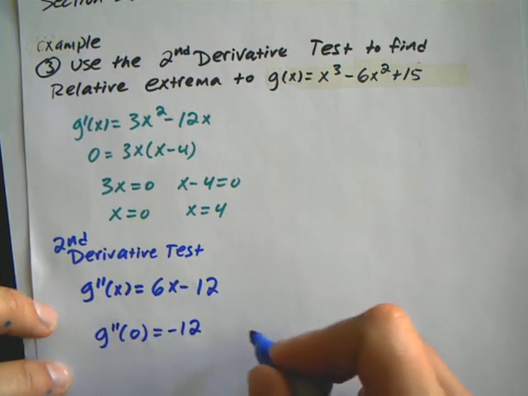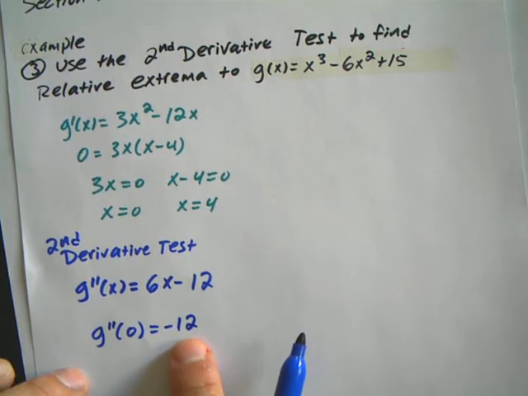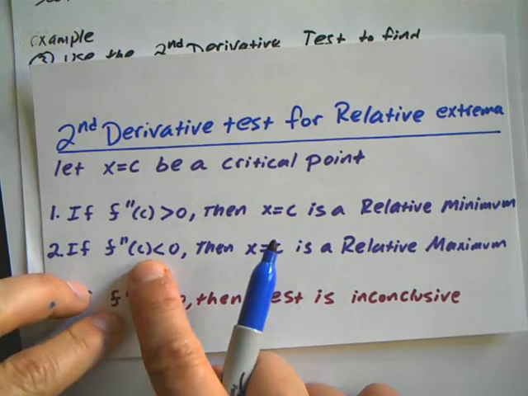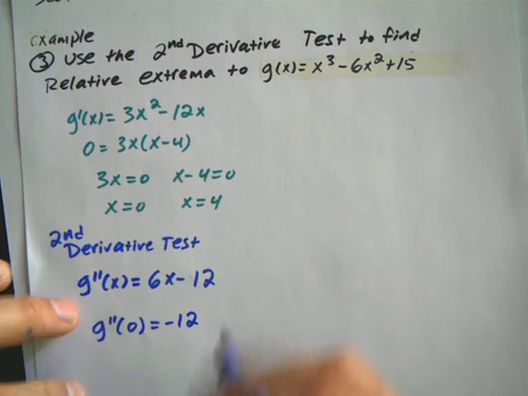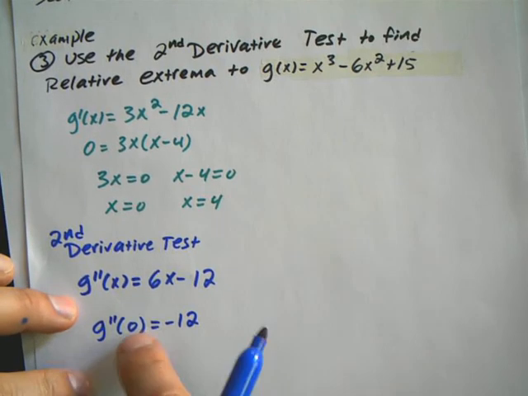So my second derivative is negative. And if I have a negative second derivative, it's going to be a relative maximum. So this is a relative max at x equal to 0.